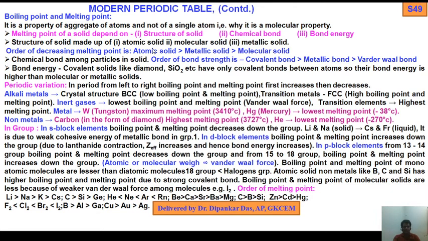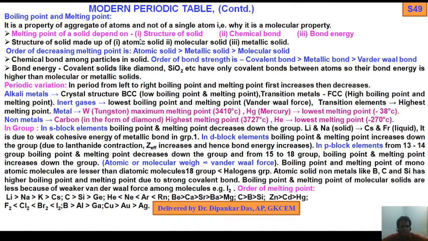Now boiling point and melting point. It is a property of aggregate of atoms and not of a single atom. That is why it is a molecular property. When you discuss intermolecular forces, Van der Waals forces, and hydrogen bonds, we will also discuss the melting point, boiling point, intermolecular hydrogen bonding and intramolecular hydrogen bonding.